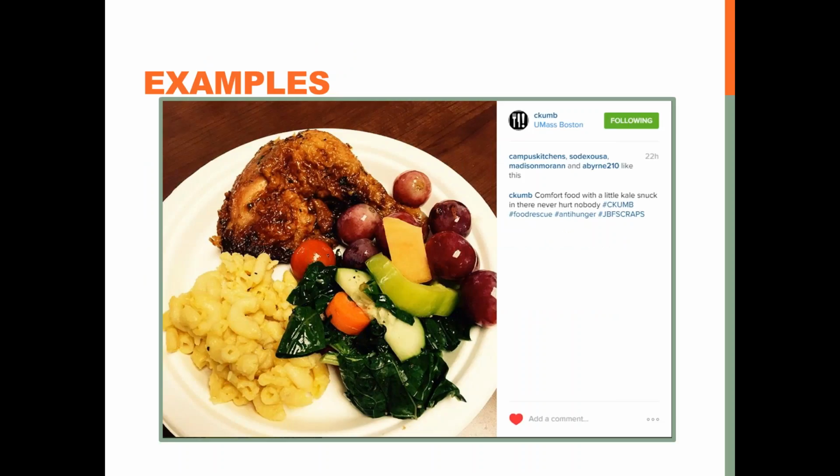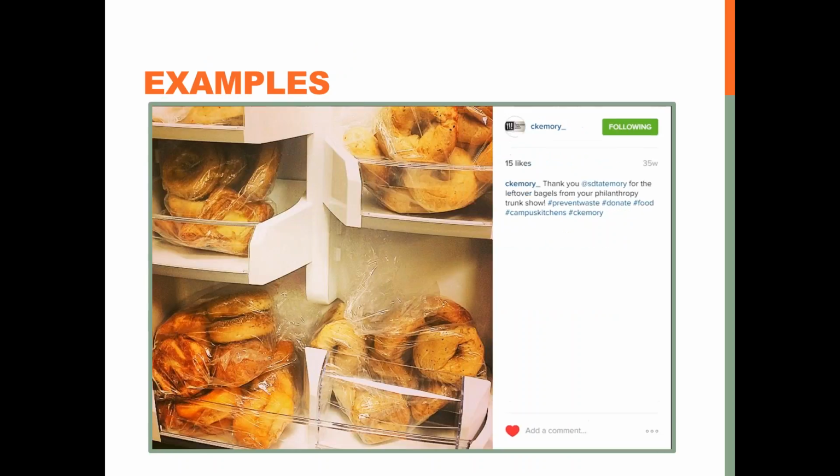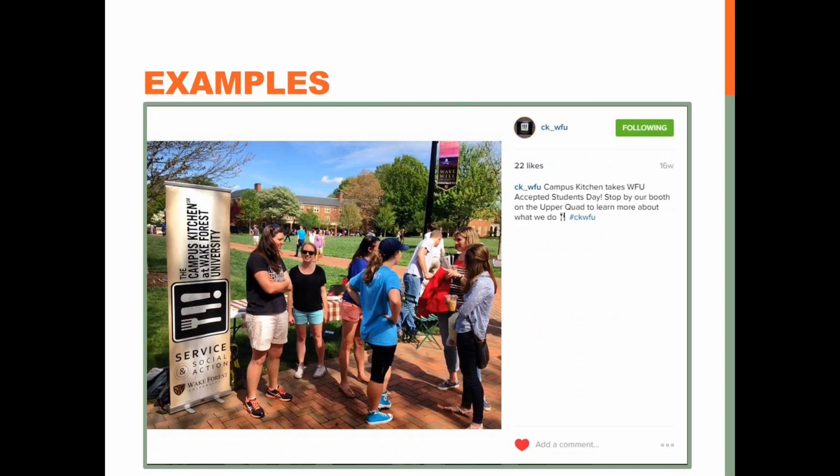So this is UMass Boston, and this is a great post-cooking shift photo of a really delicious meal, and they're using hashtags and a good picture. And then the next one is from Emory, and it's a shout out for a food donation. They have hashtags and they tag the organization. And then the next example is Wake Forest, and this is a great recruitment shot. It's a really great photo. Shows them being active on campus.